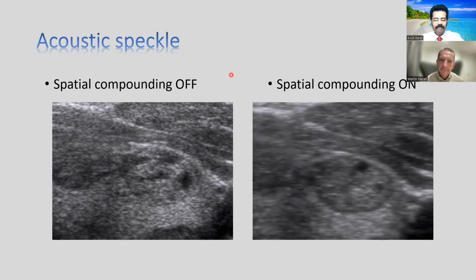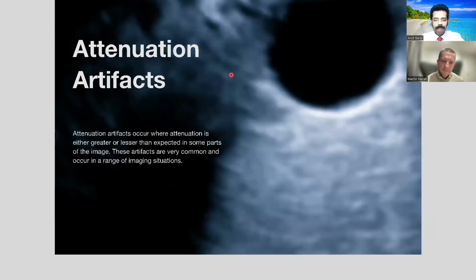Thank you. I saw a few instances where the small stone in the vesicoureteric junction in the bladder wall, sometimes I cannot see it if the spatial compounding is off. Yeah. And this type of artifact, attenuation artifacts, as we were talking about earlier, is very common, and we see this all the time. So please talk us through the attenuation artifacts.